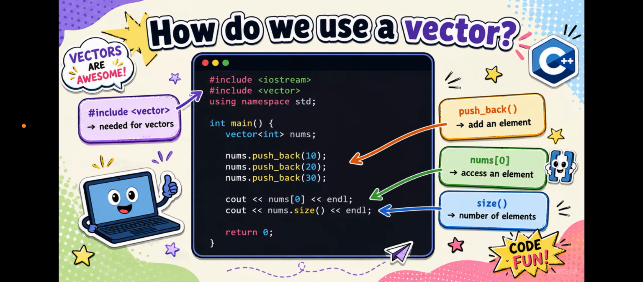If we want to access an element, we can use nums[0]. And if we want to know how many elements are in the vector, we use size(). So vectors are easy to use, and the syntax is very similar to arrays, but they are more powerful.